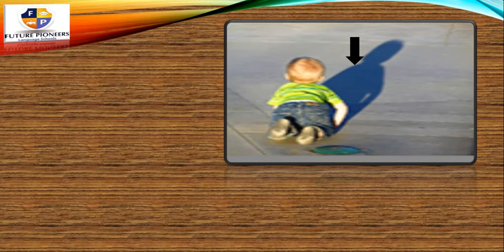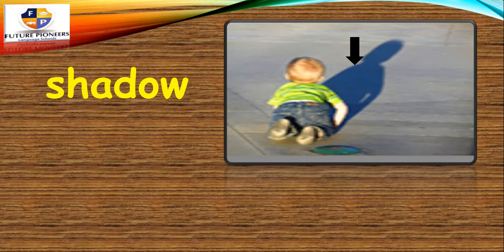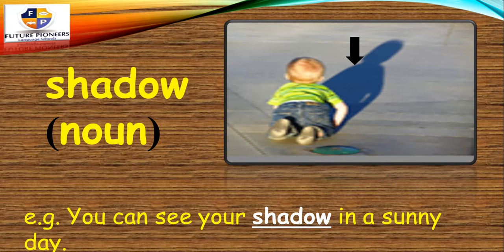The first word we have is, can you see? What can you see here? There's an arrow which is pointing to shadow. It's shadow. And it's a noun. Shadow is a noun, and it means a dark area that appears when you are on the opposite side of the light. Again, shadow. Example: you can see your shadow on a sunny day. This is the shadow, and it's a noun.